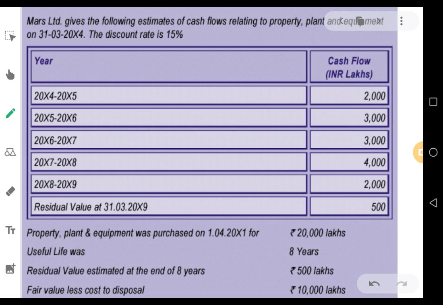Mass Limited gives the following estimates of cash flows relating to property, plant and equipment on 31st March 2014. Mass Limited, a company, gives the following estimates of cash flows. They are giving the estimated cash flows. Estimated cash flows means what? That these cash flows are generated by the asset in future.